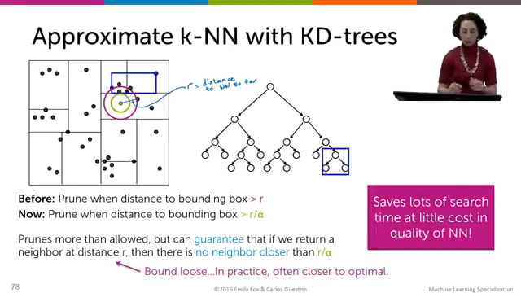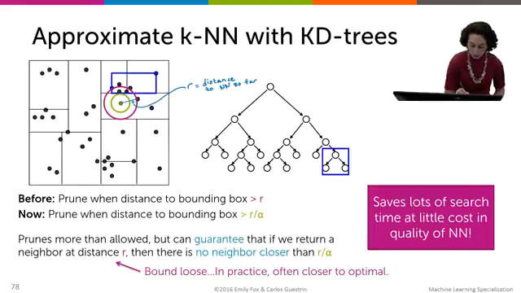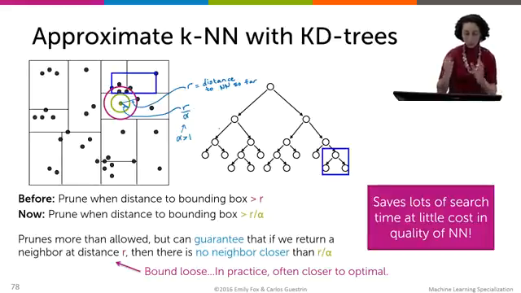And to prune more aggressively, instead of pruning based on distance R, we're going to prune based on a distance R over alpha, where alpha is some number greater than 1. And so this is going to be a smaller radius that we're using. So it means it's more likely that the distance to the bounding box exceeds R over alpha than it does just R. Okay, so what are the properties of performing nearest neighbor search with this more aggressive pruning?